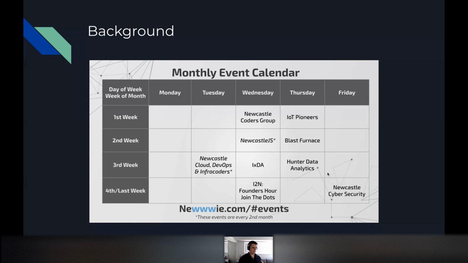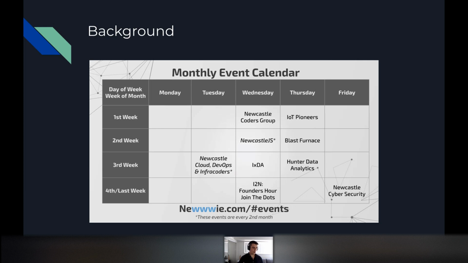With all these meetups going on, something I'm really proud of is that I managed to get all those meetup organizers into the one Slack channel, actually talking to each other and collaborating. This was our monthly schedule: pick what night of the week and what week of the month you want. Everyone was doing something monthly, so most nights of the month you could get free pizza, and that's kind of cool.